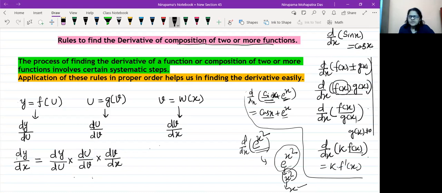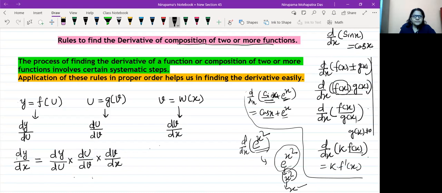The process of finding the derivative of a composition of two or more functions involves certain systematic steps. Whether it is the product rule, the quotient rule, or the chain rule we are now going to study, we have to apply the steps in proper order, and that will make finding the derivative easy.